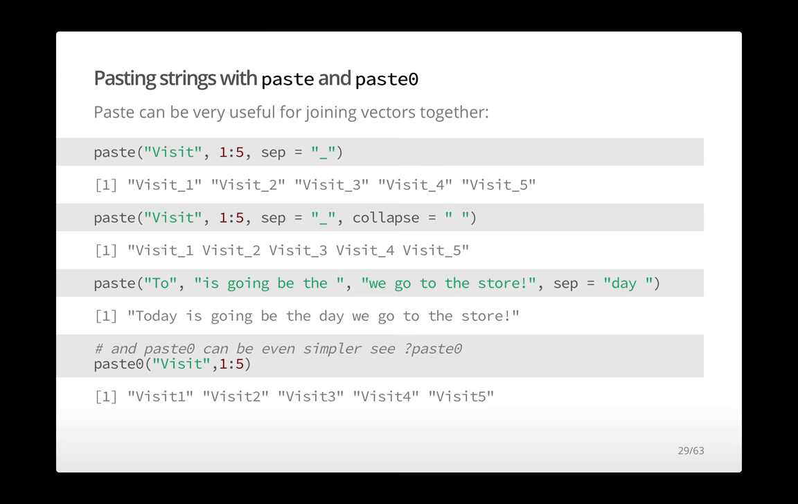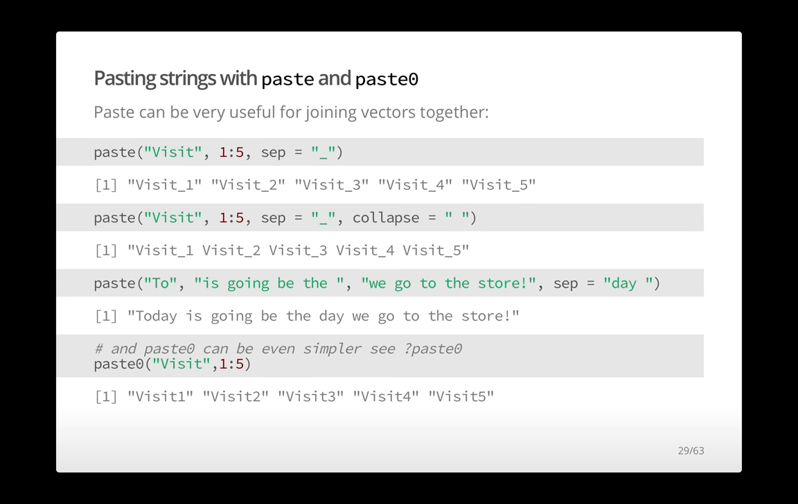But there are some functions. There are a lot of functions to work with strings. One in base that I use a whole bunch is paste and paste0. The biggest difference between paste and paste0: paste assumes when you paste things together, you want, by default, to paste them with a space. So if you put visit and the numbers 1 to 5 together, and you don't specify the separator, it assumes you want to separate them by spaces.